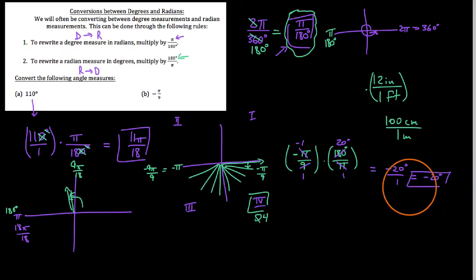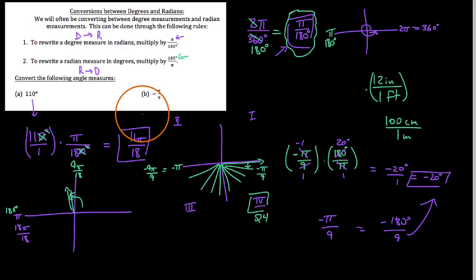In other words, negative pi ninths is a negative 20 degree angle, and you could think of this as entirely reasonable because negative pi ninths is the same thing as negative 180 degree ninths, and a ninth of 180 is this 20 degrees right here. That's how you convert from radians to degrees or degrees to radians.